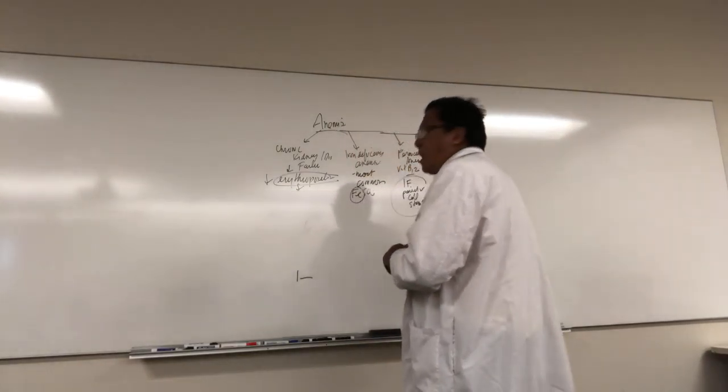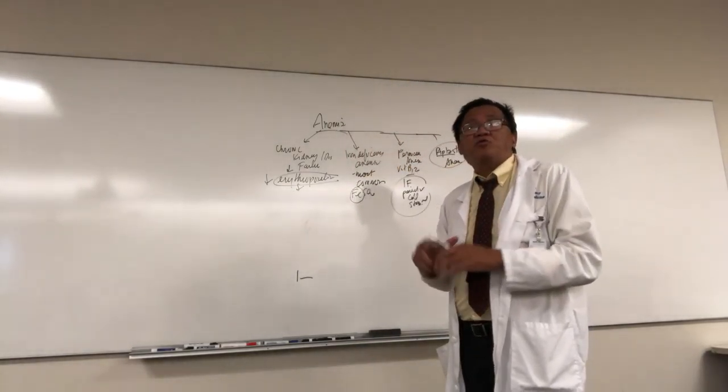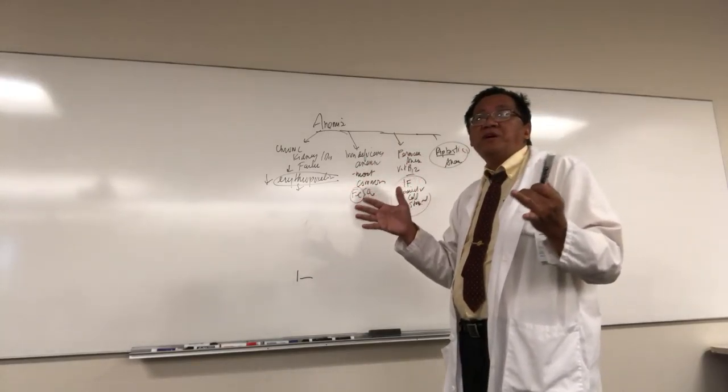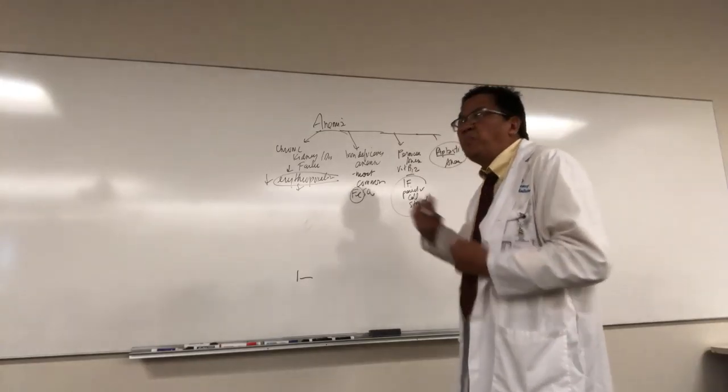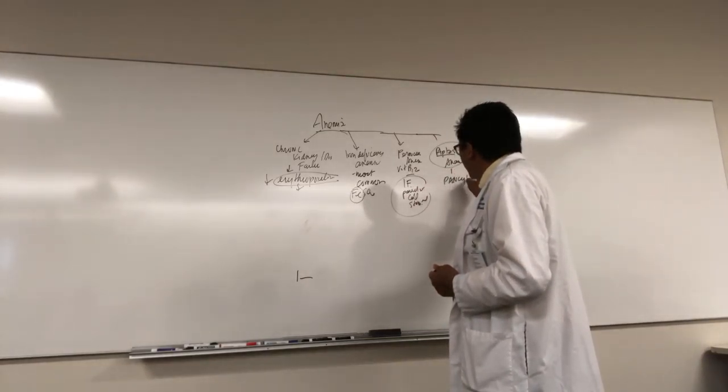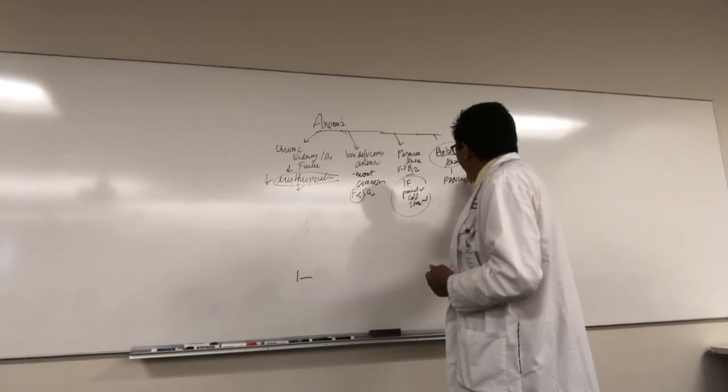So, everything is low. Now, what is the term used to describe when red blood cell count is low? Anemia. Platelet count is low. Thrombocytopenia. WBC count is low. It's called leukopenia. What's the term we use when all of them are low? Very good. Pancytopenia.